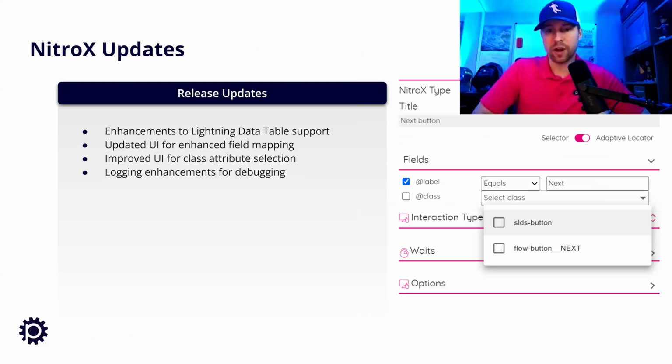Additionally, we did have some updates for NitroX. For those of you that are utilizing NitroX and liking it so far, we have some additional updates to be aware of. There will be some things to come in the future, but for right now, the thing to be aware of in the current release is Lightning data table support. We added a number of different tags to NitroX to be able to support standard mapping of Lightning data tables. So this will be widely applicable across all of your Salesforce applications and Experience Cloud and things like that. You'll also see a different UI for Test Builder for class attributes in NitroX in this release.